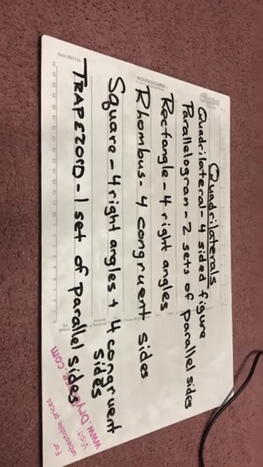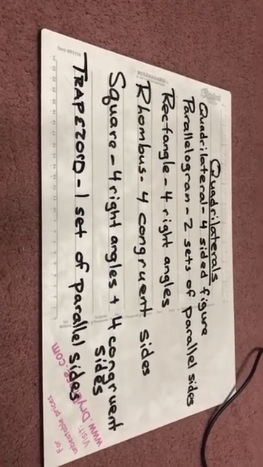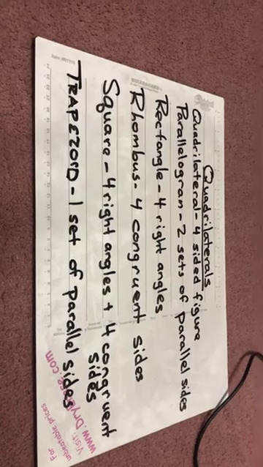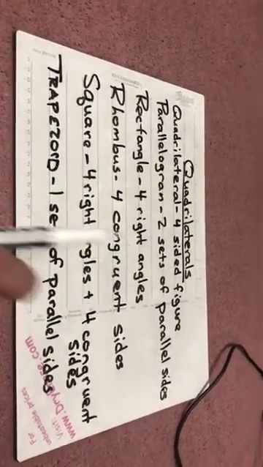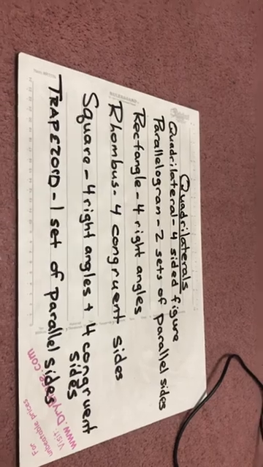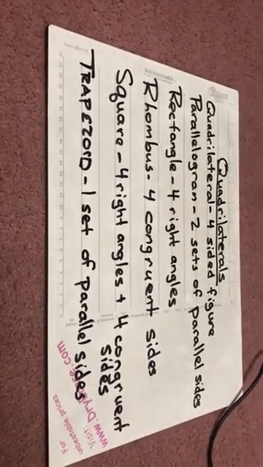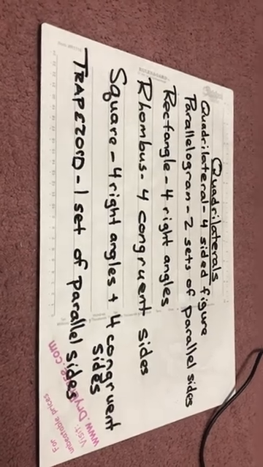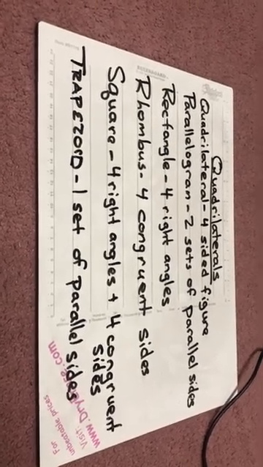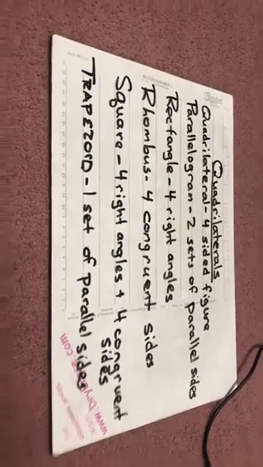Square, 4 right angles and 4 congruent sides. Trapezoid, 1 set of parallel sides. I will not be taking the camera back over to this board right here for the rest of the video. So you need to write it down. I need you to have it in front of you as we're working through the examples. All right, so here we go.